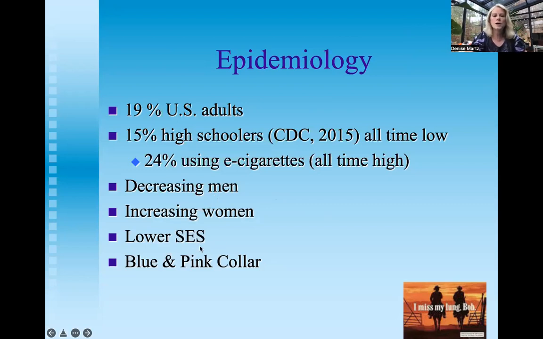We tend to see individuals of lower socioeconomic status smoking more. So people in blue and pink collar jobs tend to smoke more than middle class, upper class, more educated individuals who are working more in professional jobs. But again, we're seeing more of the middle and upper class getting into the vaping, particularly at high school age and at college age. We've got a whole new problem on the table nowadays.